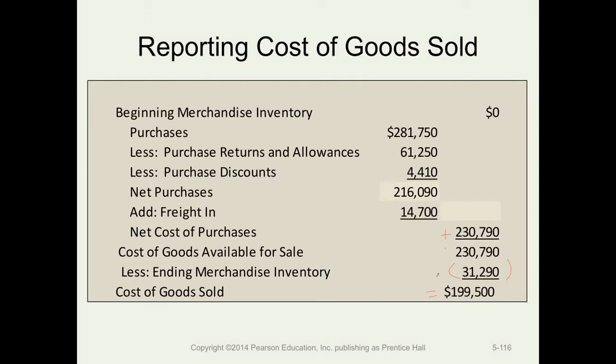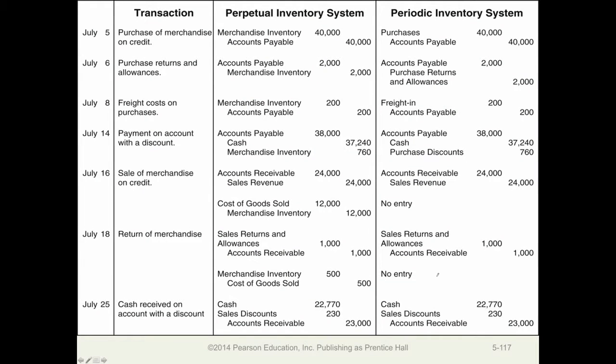And finally, you should use this as a comparison of perpetual versus periodic. So let's take a couple of transactions, just some samples, and these are assumed dates. You purchase merchandise on credit. If it's perpetual, you debit merchandise inventory, credit accounts payable. If it's periodic, debit purchases, credit accounts payable. So you notice under periodic, you do not debit the inventory account.